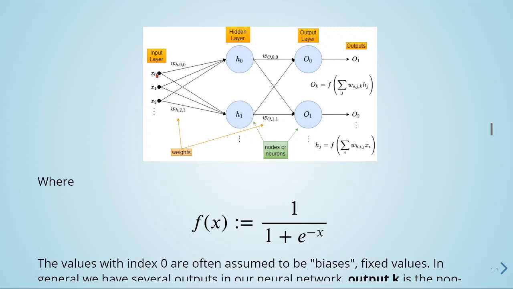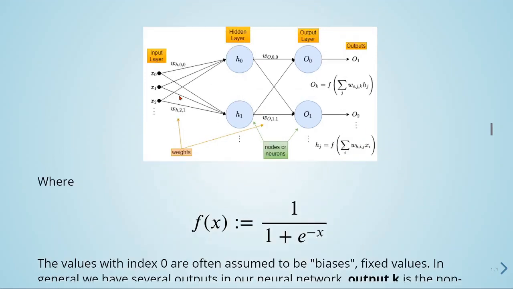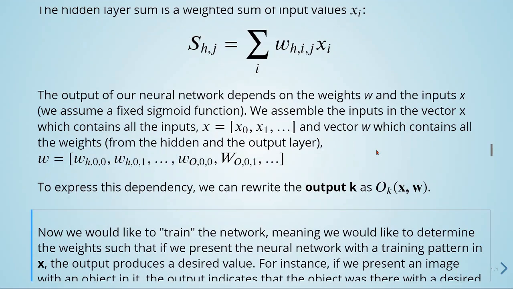So we see here that we have our inputs, and then there are these weights, and then we have our hidden layer, and then we have weights again, and we can have many hidden layers here, but we have our output layer, and then we have our output. We see that the output is given by this sum, and also the output of each hidden layer is given by a sum from the inputs and these weights. So the output of our neural network depends on the weights w and the inputs x. Here we are assuming a fixed sigmoid function.